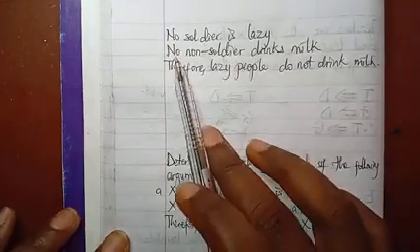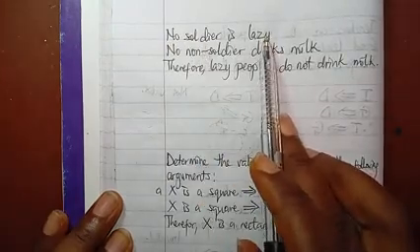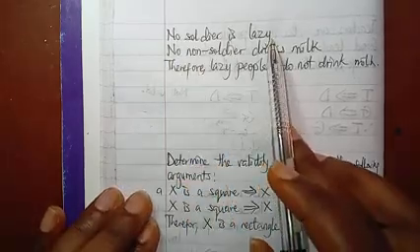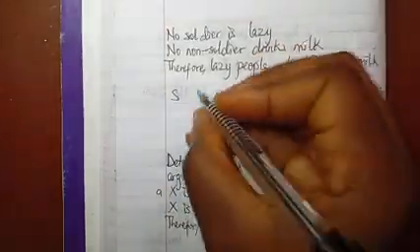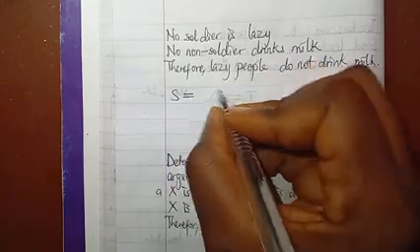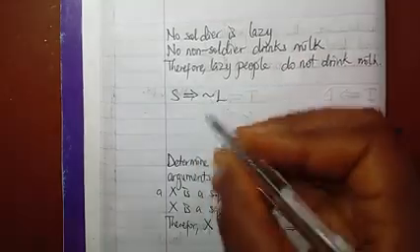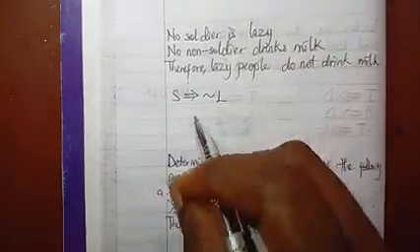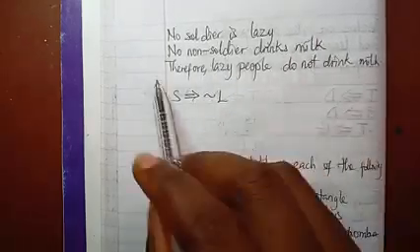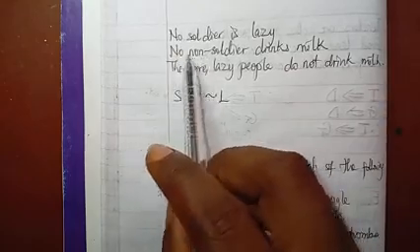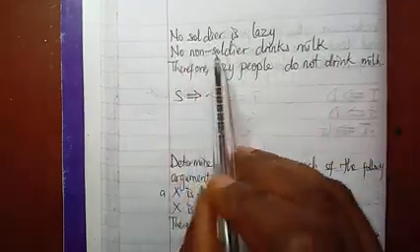Let's also consider this example. No soldier is lazy. No soldier is lazy means that, let's say S for soldier, if you're a soldier, it implies that you are not lazy. You remember this? Not lazy. L for lazy. No non-soldier drinks milk. Remember when we have two negatives joined together that it means positive. So it means soldiers drink milk and no non-soldier drinks milk.